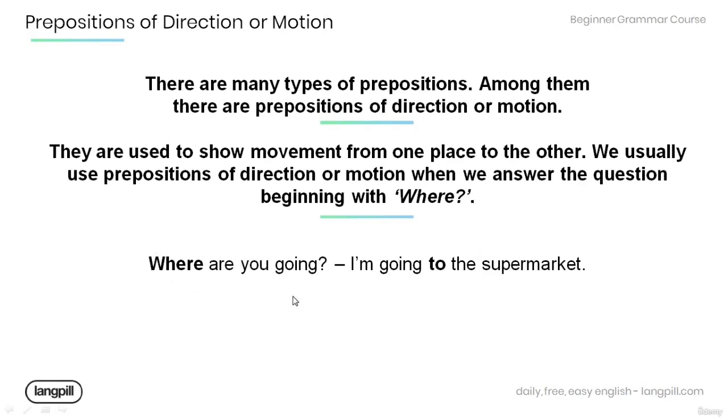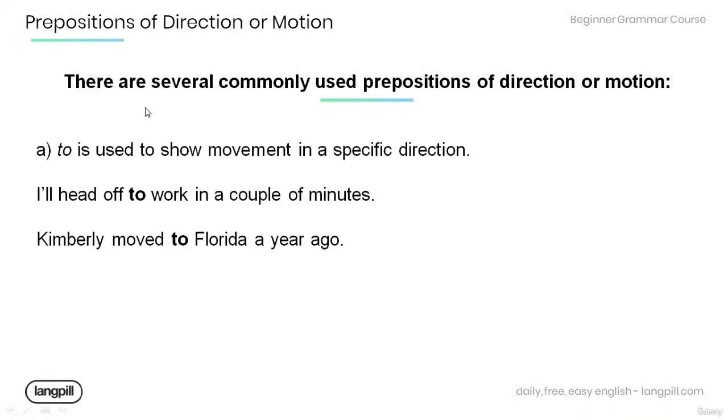Where are you going? I'm going to the supermarket. Note that the preposition of direction or motion to tells us where we're going: the supermarket. Now, there are several commonly used prepositions of direction or motion. A. To. To is used to show movement in a specific direction. Have a look at the examples below.